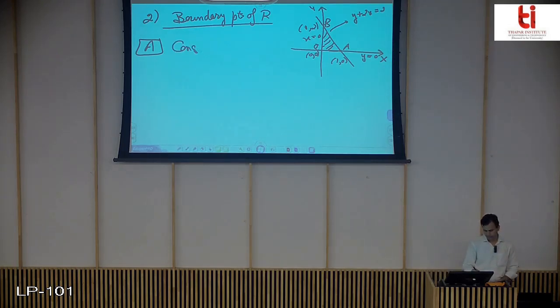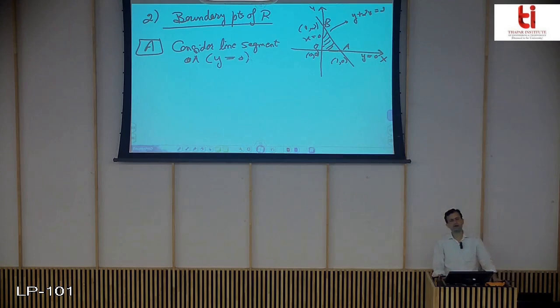Let us consider first the line segment OA, where the equation of the line is y equals 0. Just keep in mind that these are the things in your xy plane. So you have your line segment OA with y equals 0. Now see how to find the extreme points on your line y equals 0.